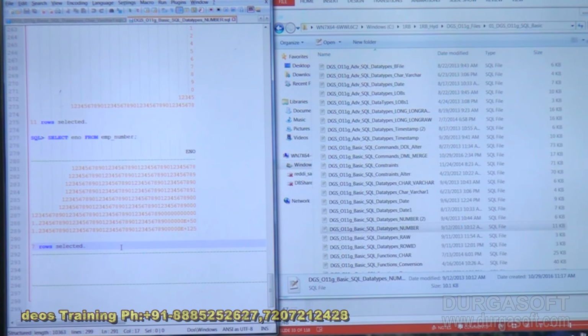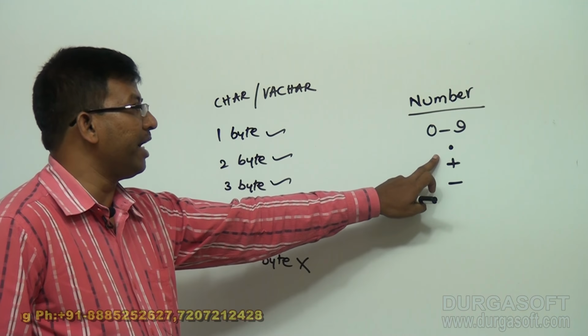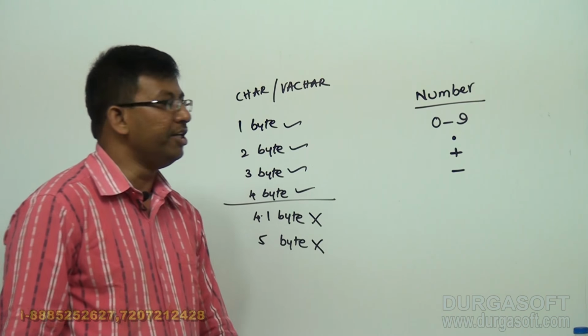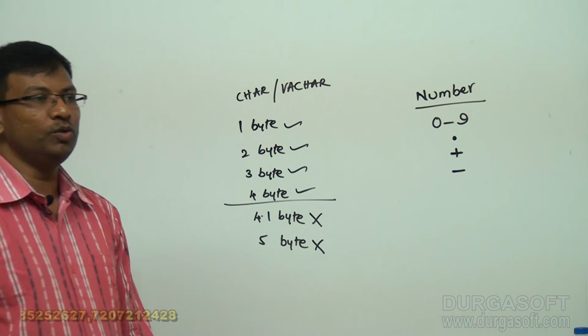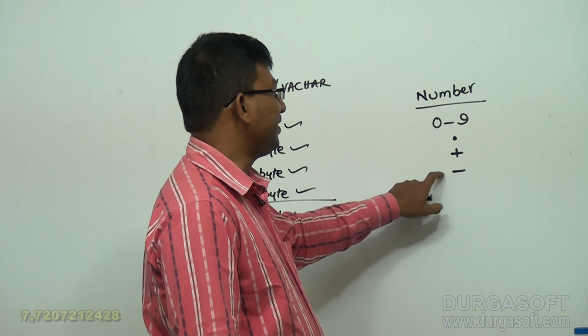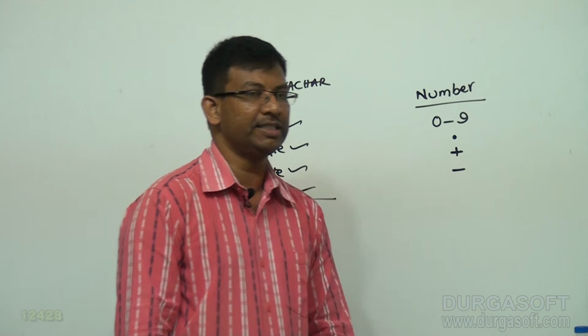So actually we can also enter positive numbers and negative numbers with a decimal point. That is why the number data type accepts a total of 13 different characters: the digits 0 to 9 and 3 special characters. One is dot, one is plus, and the other one is minus.